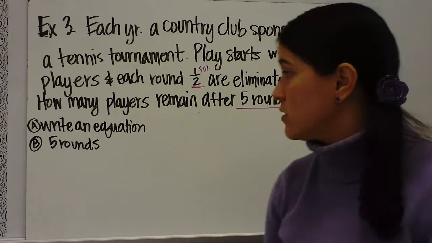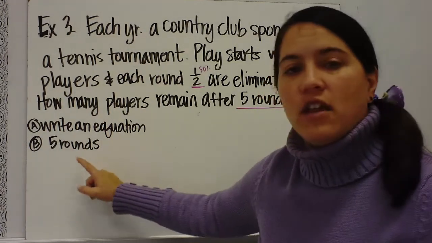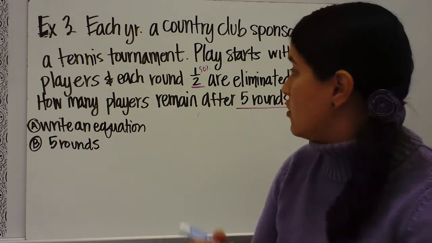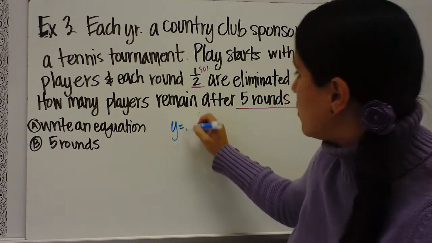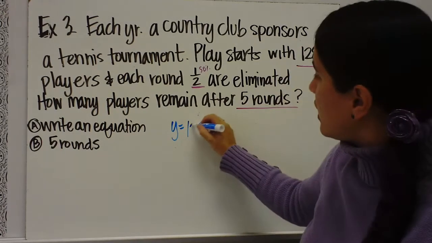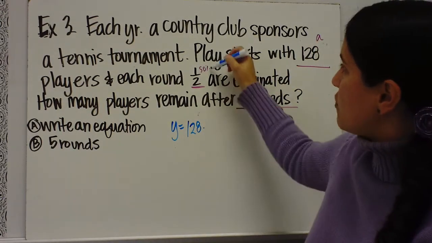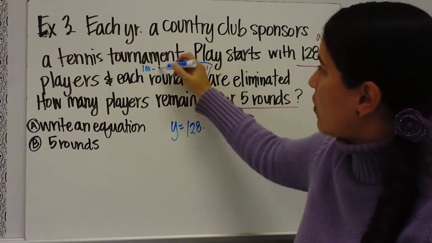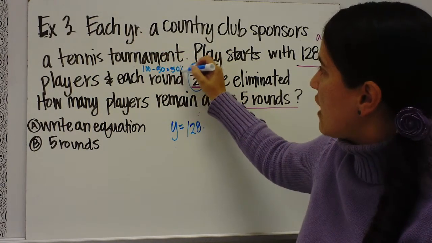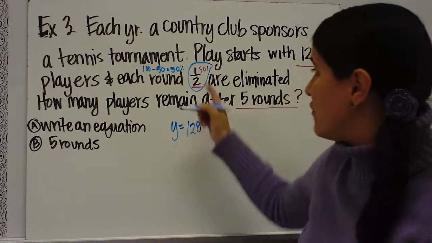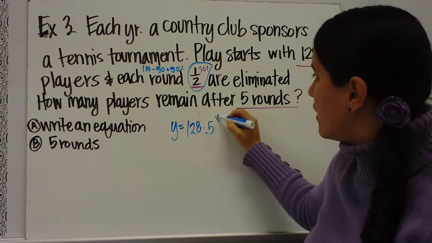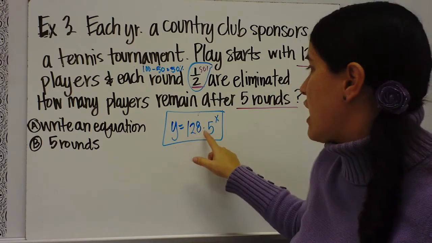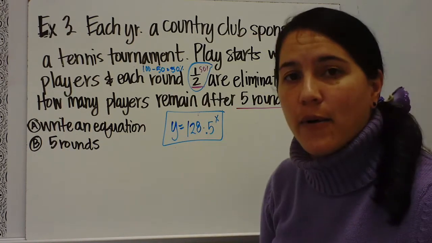Not years, but rounds. So in this, we need to write an equation and then find how many people after 5 rounds. To do this, you would start with your equation, y equals. Your initial value is 128 times your b. So if we start with 100% and you are eliminating 50%, you're left with 50%. So this one's easy. 50% as a decimal is 0.5 to the x power. Here is our equation. 128 times 0.5 to the x power.